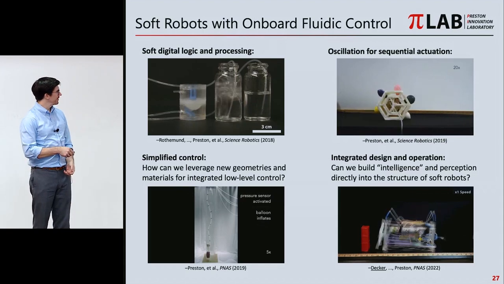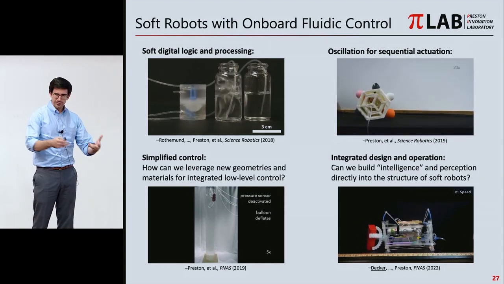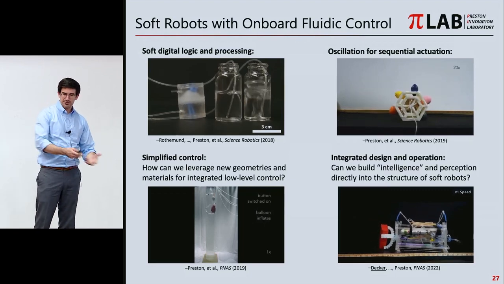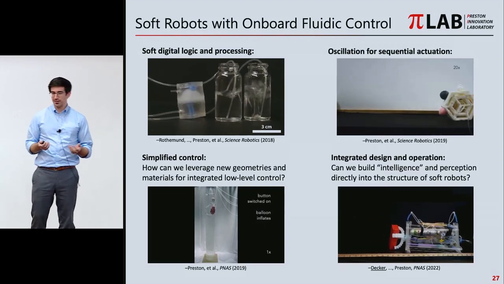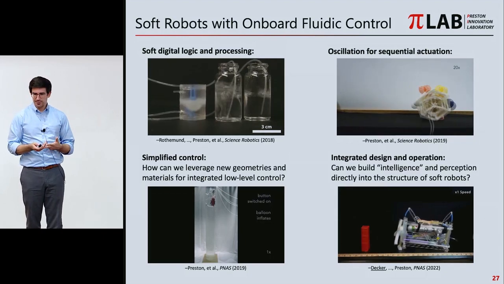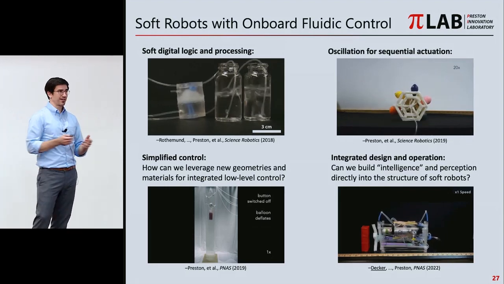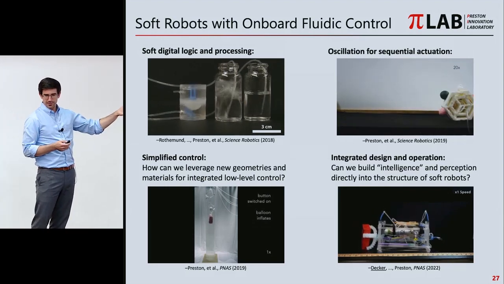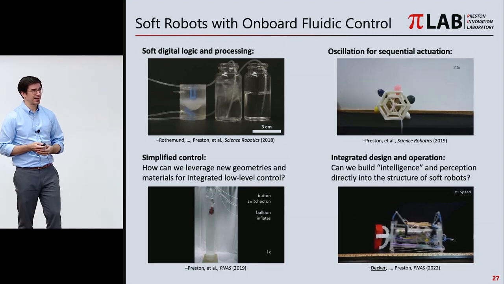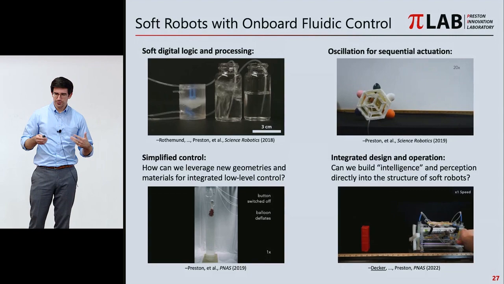We can incorporate sensing like in the bottom left, and then in the bottom right, I quite like this video. We are starting to move towards thinking about maybe building intelligence directly into the structure of some of these robots. And in the bottom right, we just have a canister of compressed air, a handful of drinking straws, some rubber bands, and a rubber gripper, no electronics on board, and we can travel forward, grab and then retrieve an object and come back.